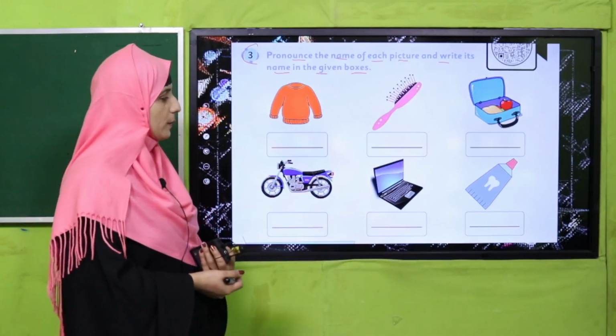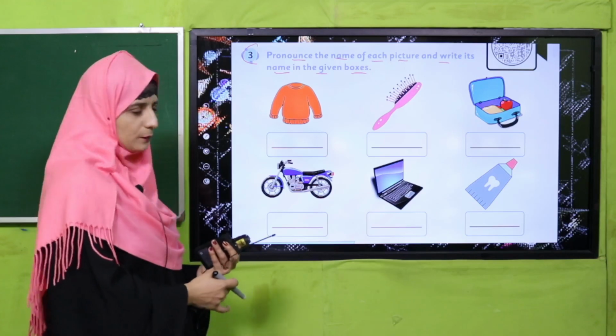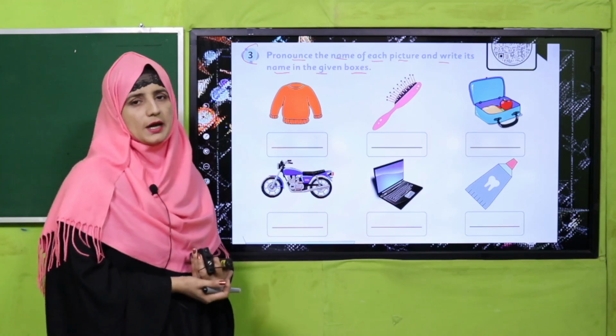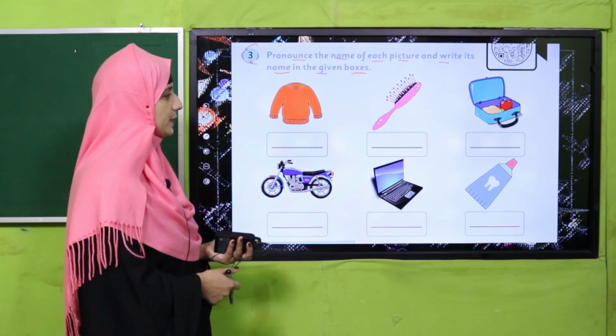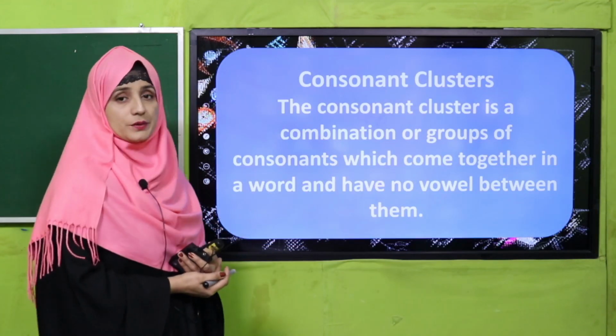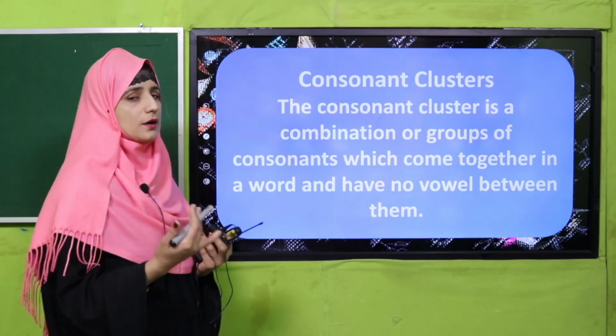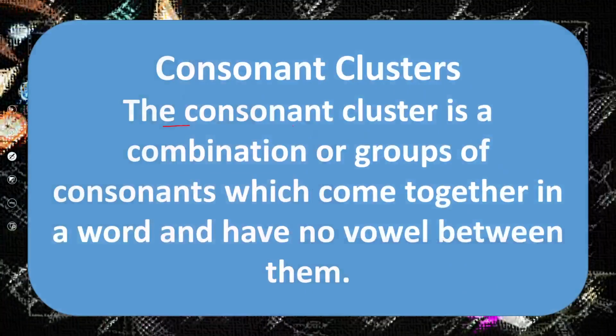Welcome back. Good job. I hope it was easy, because pictures were there and we just had to write their names. Good job, my dear students. So let's see now, our second SLO: what are consonant clusters? A consonant cluster is a combination or group of consonants which come together in a word and have no vowel between them. Okay, so what are consonants?